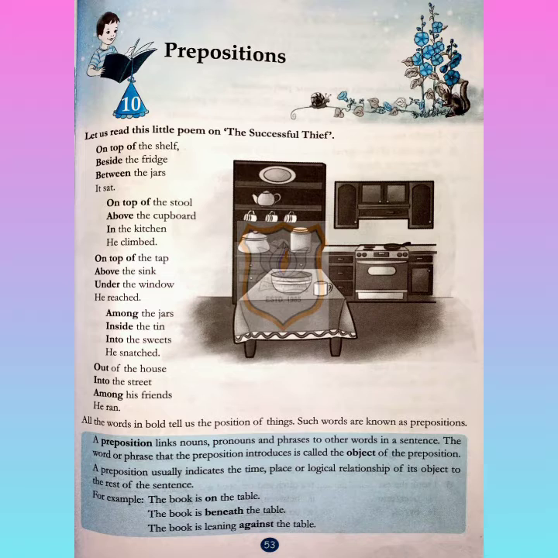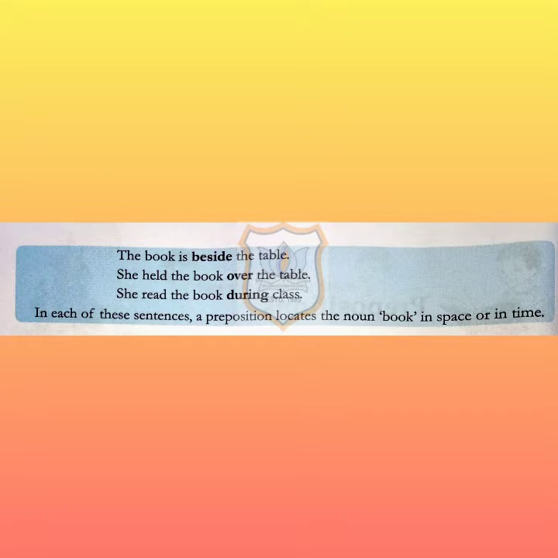For example, you can see here, the book is on the table, the book is beneath the table, the book is leaning against the table. So children, you can see here the position of the things is shown in the sentence. The book is on the table. Where is the book? On the table. The book is beneath the table and the book is leaning against the table. So it shows the position of things in a sentence.